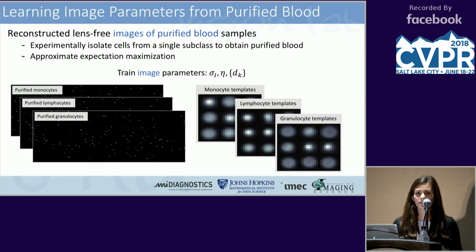But it doesn't make sense to use this data to learn the population parameters. For example, if we want to know the probability that a cell in an image is a granulocyte, it doesn't make sense to learn this from a sample that has been experimentally modified to contain 100% granulocytes.